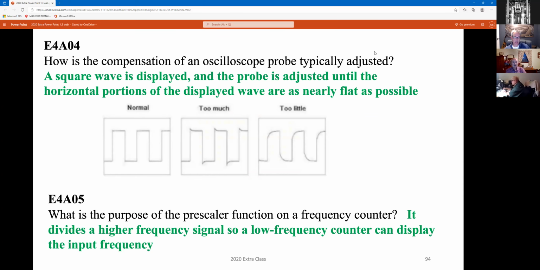How is the compensation of an oscilloscope probe typically adjusted? And you look at the square wave and make sure that the squares are all square, and adjust it until the horizontal and vertical lines are both flat. What is the purpose of the prescaler function on a frequency counter? It divides a higher frequency signal and lowers it so that a low frequency counter can display the input frequency.